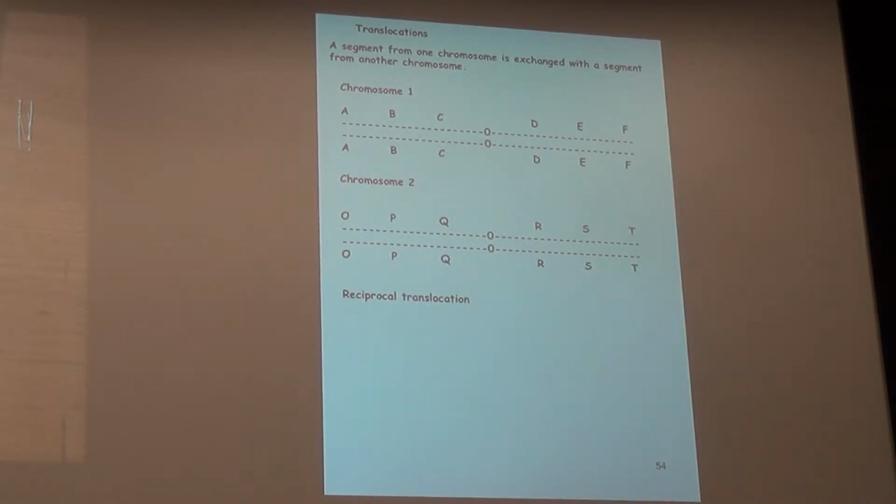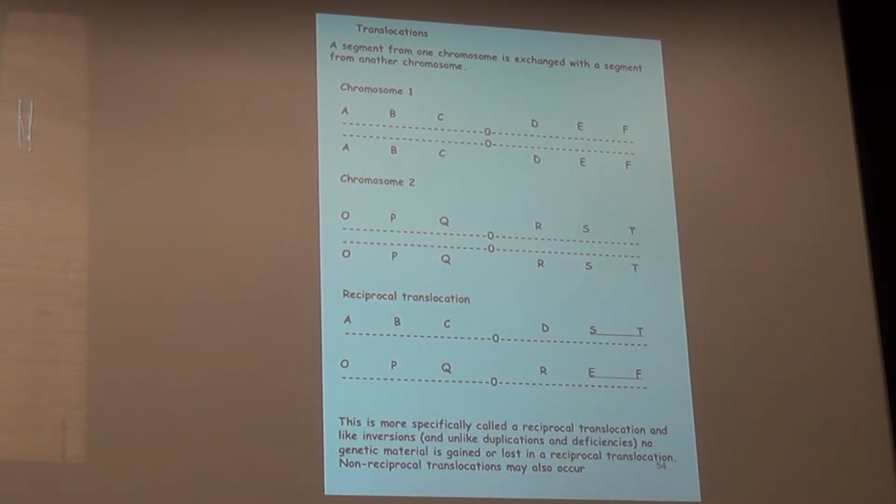Now you have a reciprocal translocation, where a segment of this chromosome will hop onto this chromosome and a segment of this chromosome will hop onto the other chromosome. So you're exchanging arms, or pieces of an arm. And so here's what happens. You go from A, B, C, D, E, F to A, B, C, D, S, T. This segment of this chromosome has jumped onto this chromosome. Simultaneously, this segment of the chromosome, the E and the F segments, have jumped onto this chromosome.